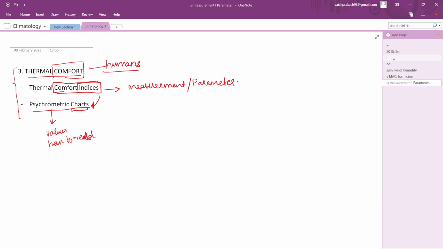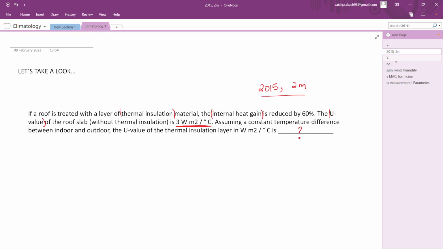So now let's go back to the question that we saw here, right? If we try to break this down, and just keeping in mind just the topics that I have discussed with you, we can see that this needs only three things. Firstly, you know that there is this word thermal insulation, which means that it's talking about a material or a material property which is causing internal heat gain, right? And lastly, you need to know this U value.